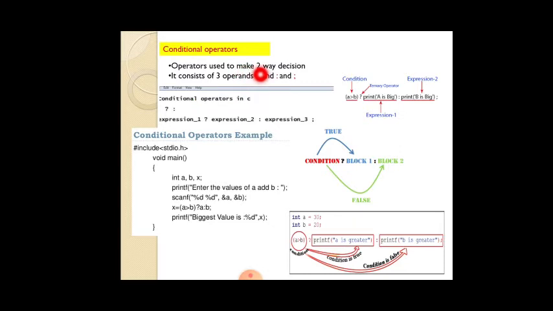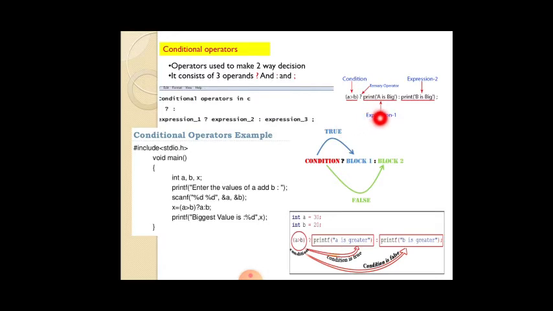Conditional operators. Let us learn about the conditional operators now. They are operators used to make a two-way decision. It consists of three operands, with a question mark and a colon. The conditional operator in C is question mark and colon: expression 1, question mark, expression 2, colon, expression 3, and semicolon. Since it's the C language, the semicolon is compulsory.